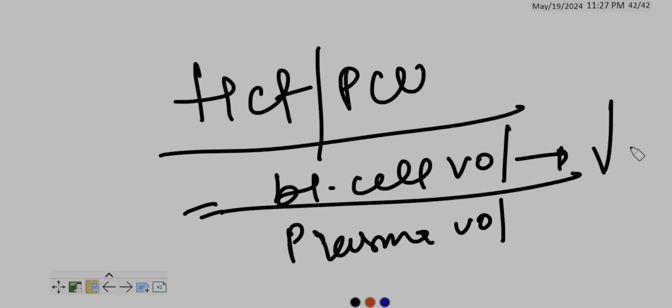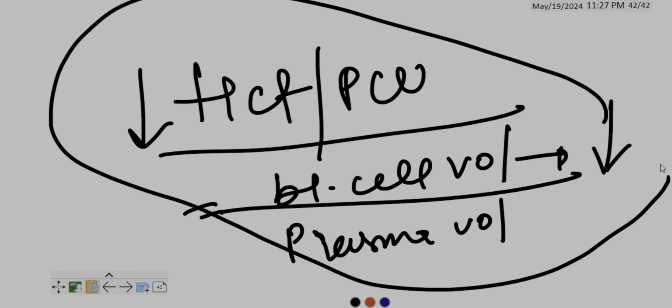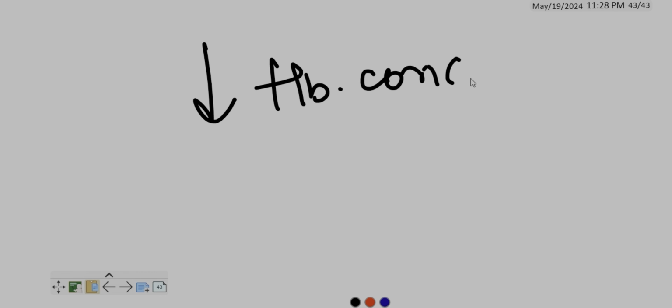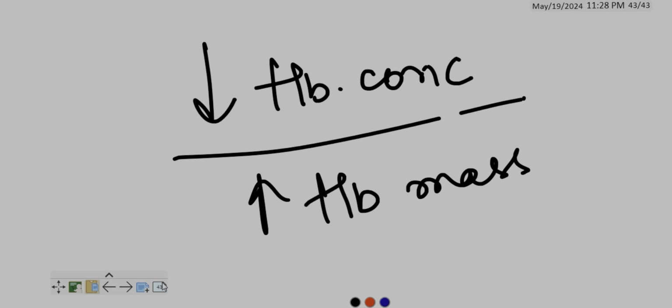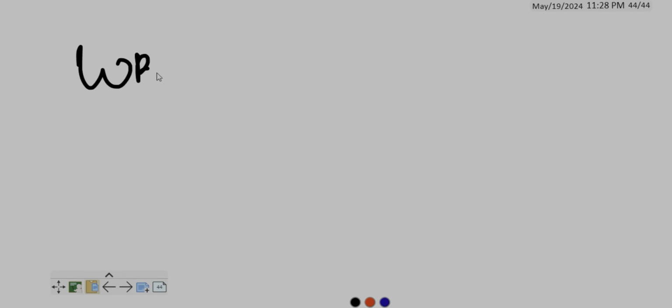Therefore, there will be an apparent fall in the hemoglobin concentration as compared to the hemoglobin mass. Though there is increase in the hemoglobin mass, there will be an apparent fall in the hemoglobin concentration. Next, we'll understand the various changes in the different parts of blood, that is, the WBC.